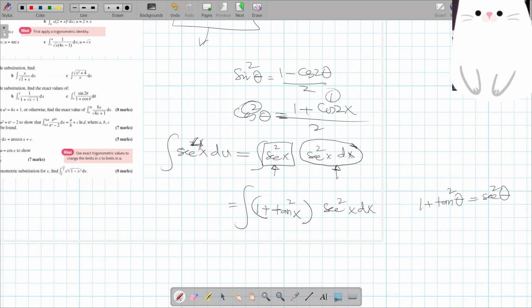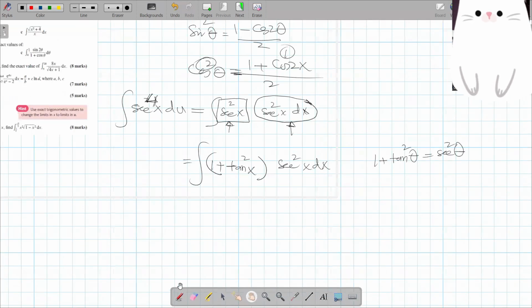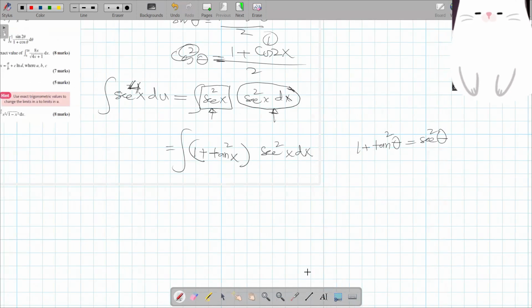Now you don't even need to make the substitution; you can do it directly as well. But let's do the substitution method. You will substitute tan x equal to y or u or any other variable. Why are we doing it like this? Because we know that the derivative of tan x is available here.